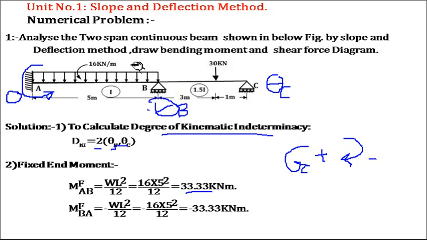Now the fixed moment in member BA is in clockwise direction. As it is in clockwise direction, it is negative, so minus WL square by 12. Putting the value of W and length, we'll get the fixed moment in member BA as minus 33.33.